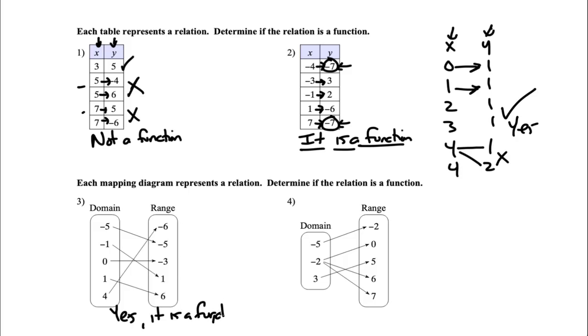Function. Okay. But for this one right here, looking at -2, it's got an arrow going this way to 0. It's got an arrow going this way to 6. It's got an arrow going this way to 7. So when I put in -2, I don't know what value I'm going to get. Sometimes this, sometimes this, sometimes this. So this would not be a function. No, not a function.